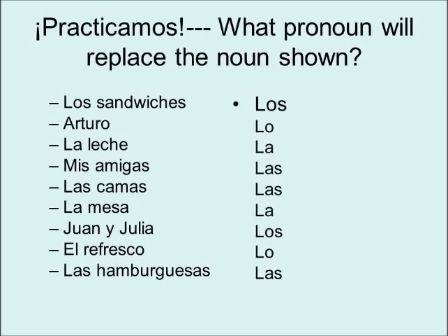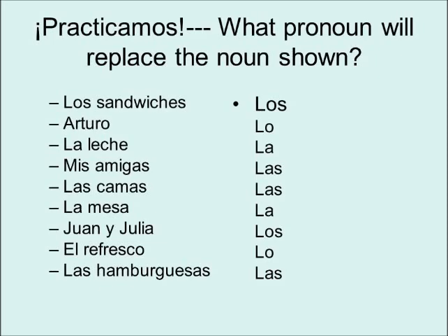Okay, so here are the responses you should have, and we'll go through each one. Los sandwiches. This word is masculine and plural, so its replacement word would be los. Translation for that would be them. Okay. Arturo. Lo. Masculine and singular. Translation would be him for the pronoun. La leche. La would be its direct object pronoun. It was feminine and singular. Leche, even though it ends in an E, is a feminine word.